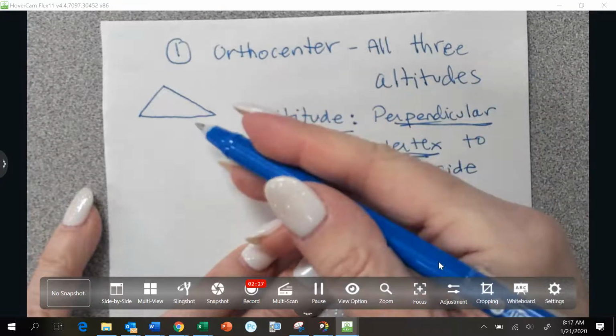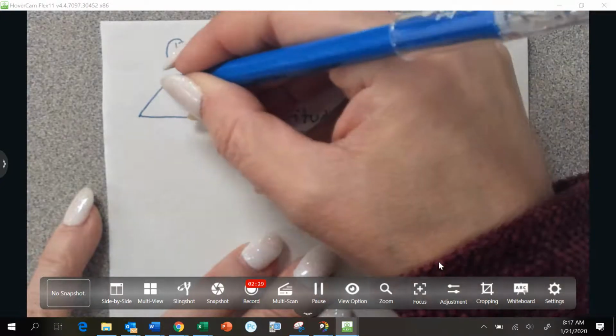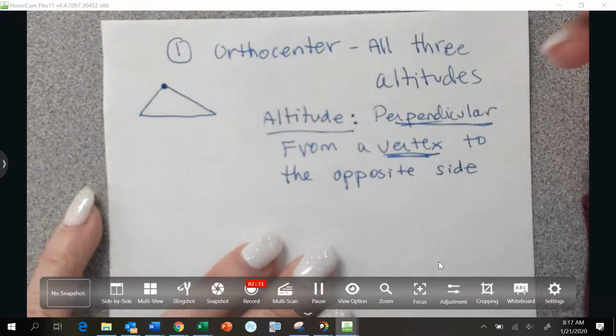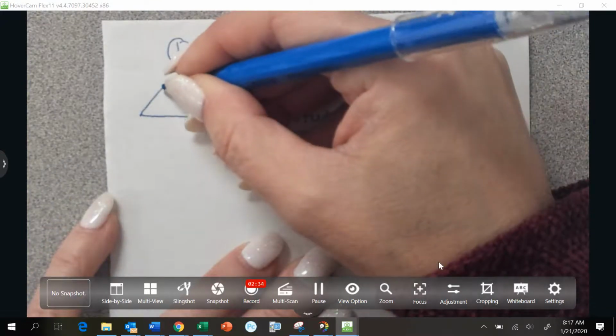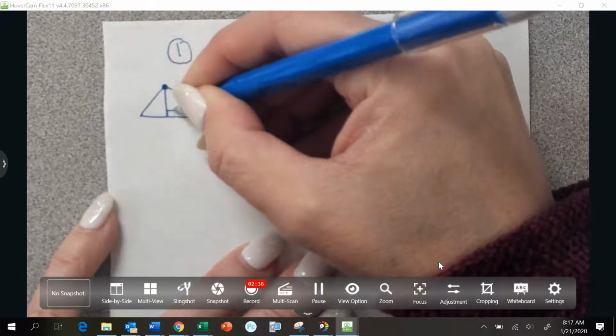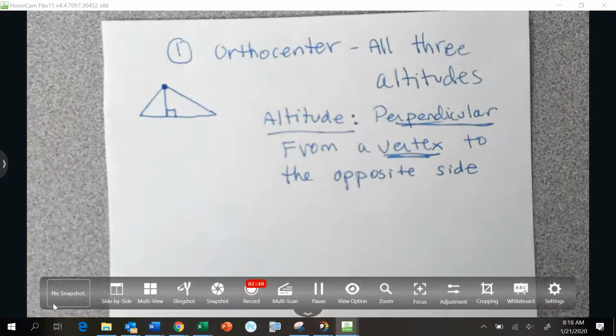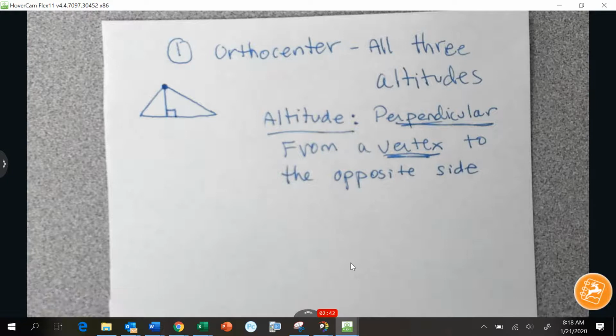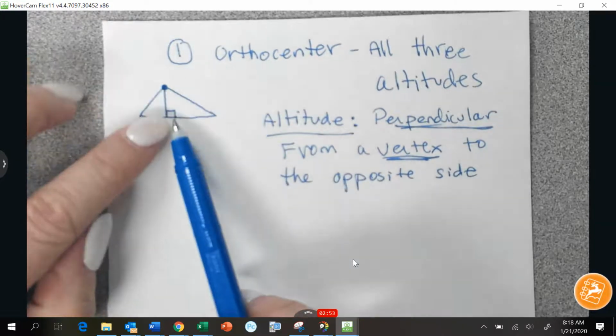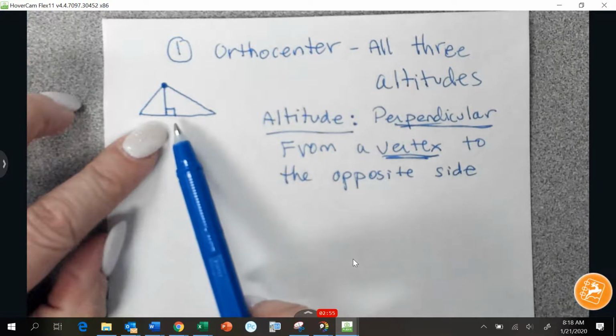In my little triangle over here, I will draw an altitude. Contains a vertex, connects to the opposite side, makes 90 degrees. Does that say anything at all about midpoint? No. Altitudes start at a vertex, make 90 degrees at the opposite side.